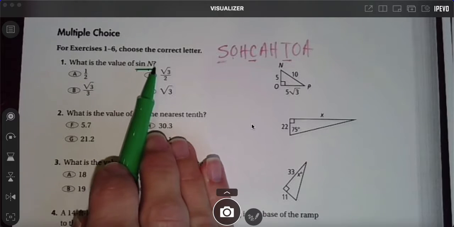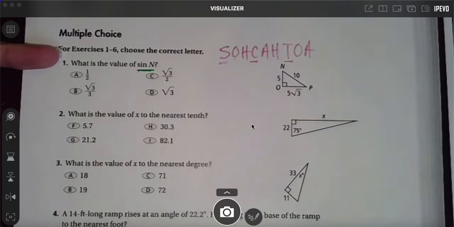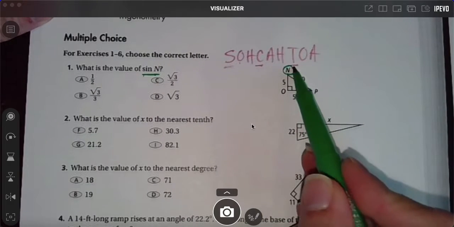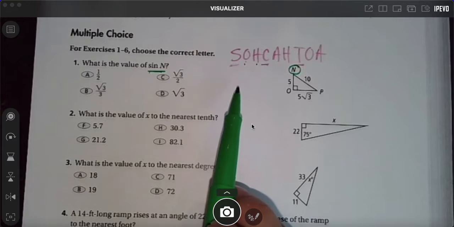The sine of n. A lot of times it'll say, what's a ratio? You'll just remember that a ratio is written as a fraction. This one doesn't ask it like that, but a lot of times it will. What's the trig ratio for the sine of n? Okay, so if I start at n, what is the opposite over the hypotenuse? That's all they want you to write.